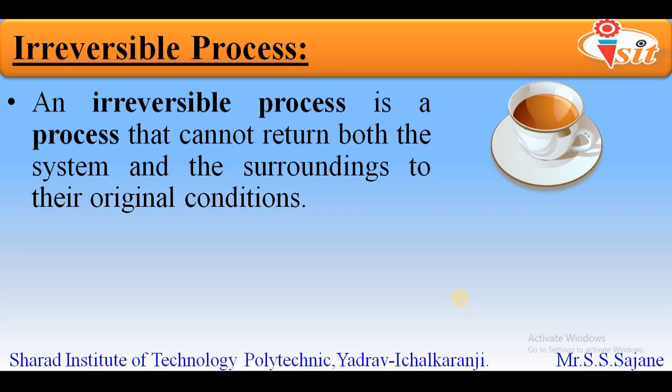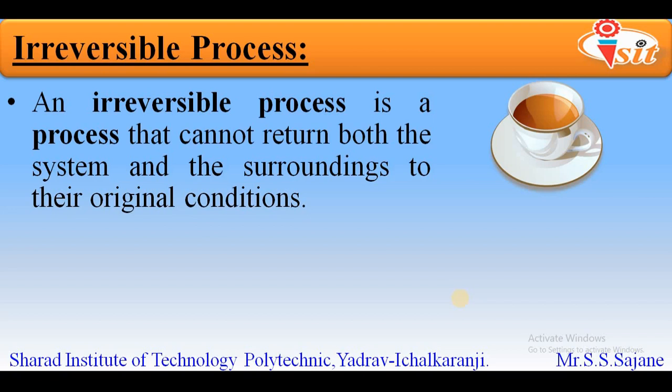Now if we want to bring back the system from state 2 to state 1, is it possible? It is never possible, because once the tea is prepared, we cannot separate out all the ingredients from it, such as sugar or tea powder. We cannot remove these ingredients back from the prepared tea.